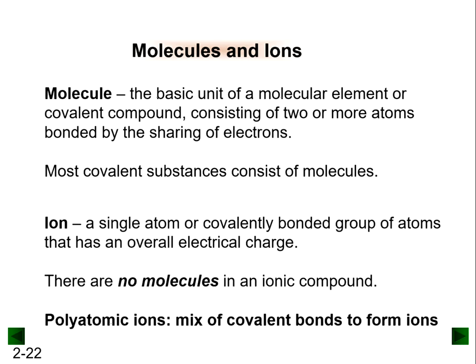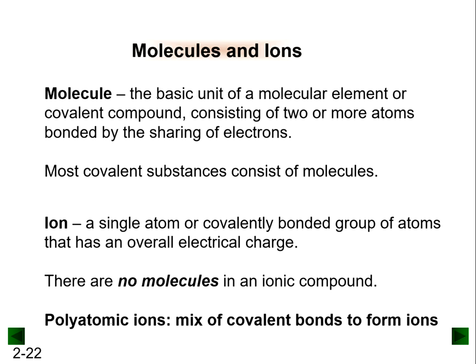As we saw before, the molecule is the basic unit of a compound, or of an element where the smallest unit is a molecular unit. And a molecule is where we have 2 or more atoms bonded by sharing electrons. Most covalent substances consist of molecules. We'll see some covalent solids later on, covalent network solids, which are special cases.